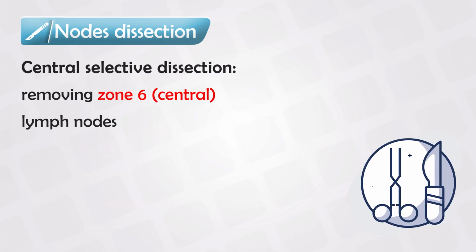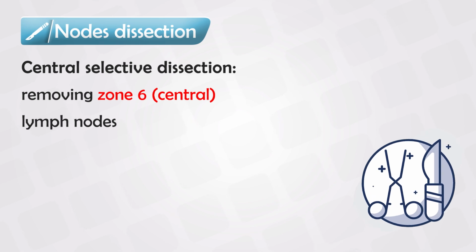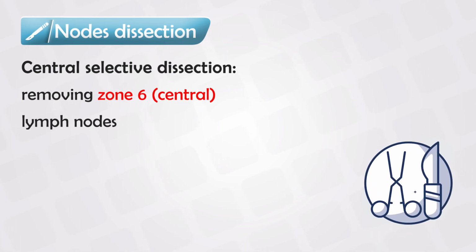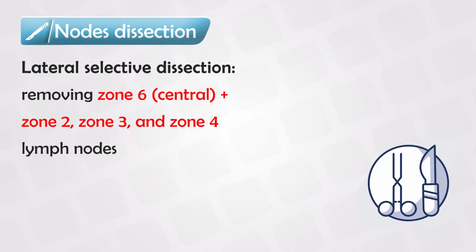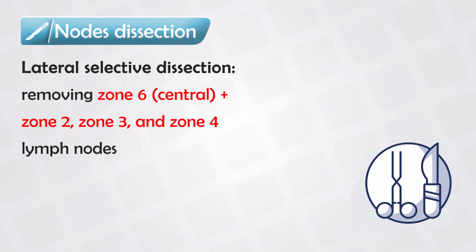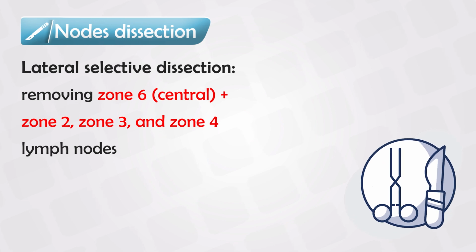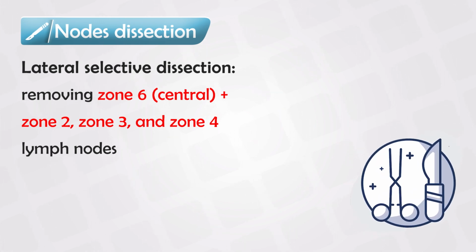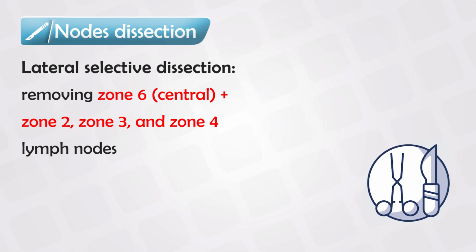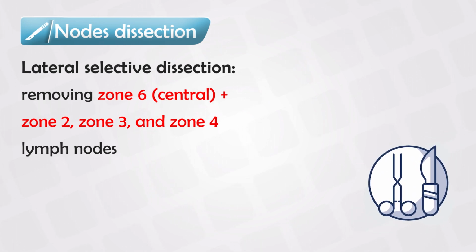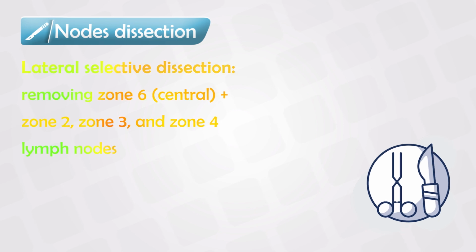Central selective lymph node dissection is very important for thyroidectomy, where we remove the central lymph nodes of the neck. Lateral selective lymph node dissection is performed when the central lymph nodes are very highly diseased, for example, in very advanced thyroid cancer. In this case, we remove the central and all of the jugular lymph nodes.